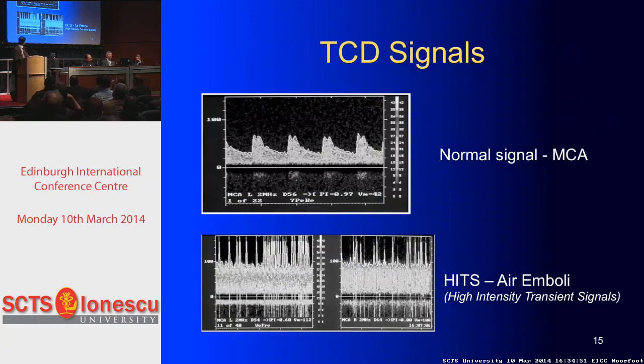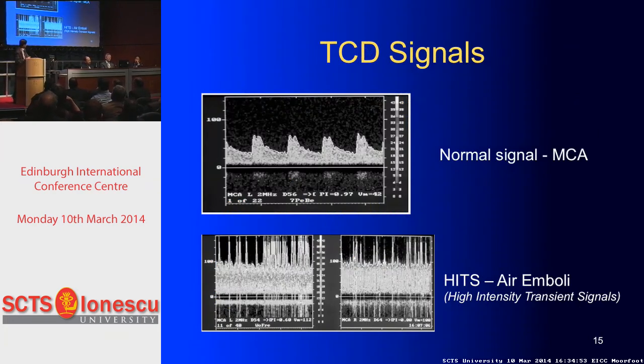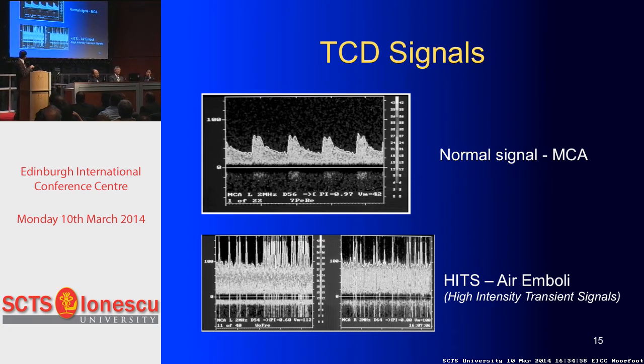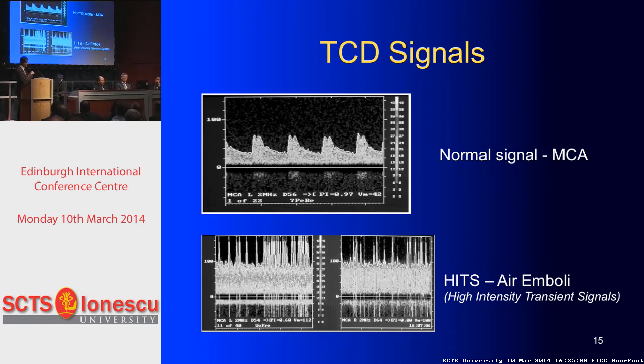So this is what a normal signal looks like, a normal pulsatile flow, and this is what it looks like, basically bursts of emboli coming in, and this is what is referred to as high intensity transient signals.